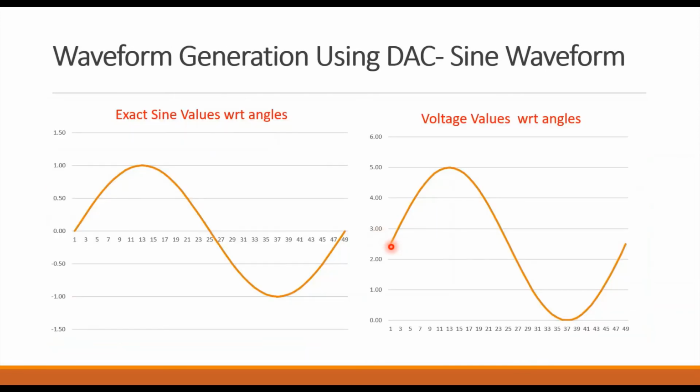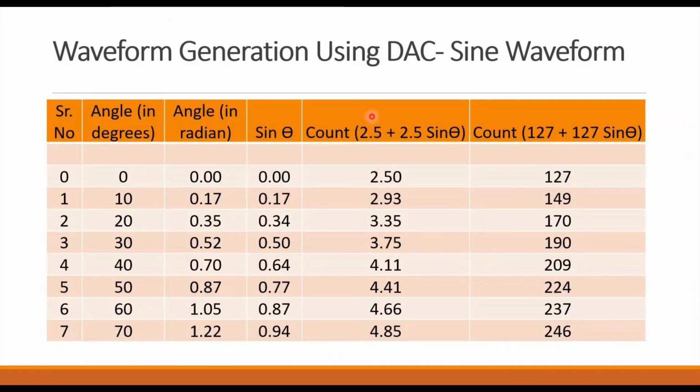See, this is the midpoint of the maximum. So this is your 5 volt as a reference. 2.5 is the midpoint of that. So the equation is developed as 2.5 plus 2.5 sine theta. So this is your voltage value, but the value that needs to be given to the DAC from the microcontroller has to be hexa, right?